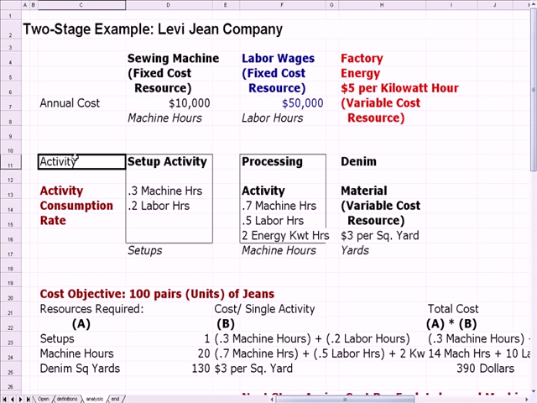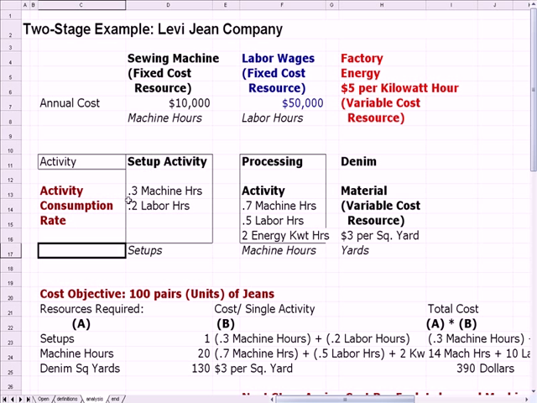So then we have activities. What are the things that we do that cause us to incur costs? Well, we have setup. It may be the case that we make different kinds of blue jeans and that we need to change how the machine runs between running the straight leg jeans and the bell-bottom jeans, for example. So we have setup costs. We have processing costs to actually make the blue jeans. And then we have material costs that go straight into our product. And our product is our cost objective.